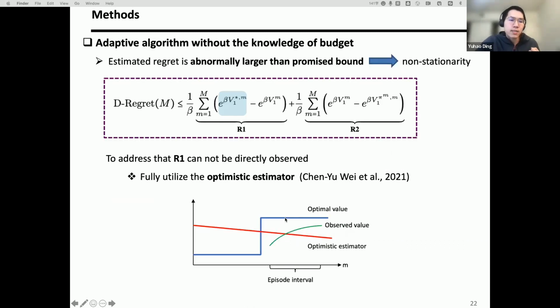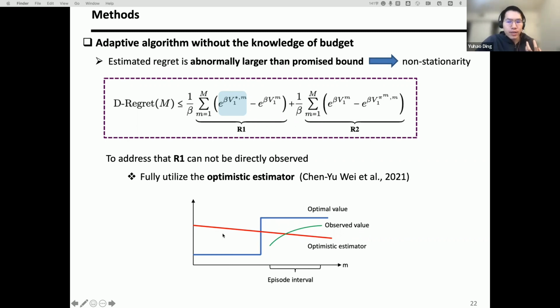So to address the challenge that the first term R1 cannot be directly observed, we can fully utilize the optimistic estimator property of our policy evaluation. The optimistic estimator, as its name implies, always provides an optimistic estimation of the value function, which means that at any time in a stationary environment, this optimistic estimated value function should always be greater than the optimal value function shown by this blue curve. And this is what we mean by an optimistic estimator.